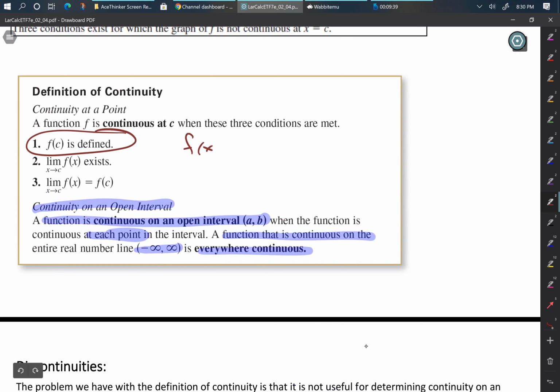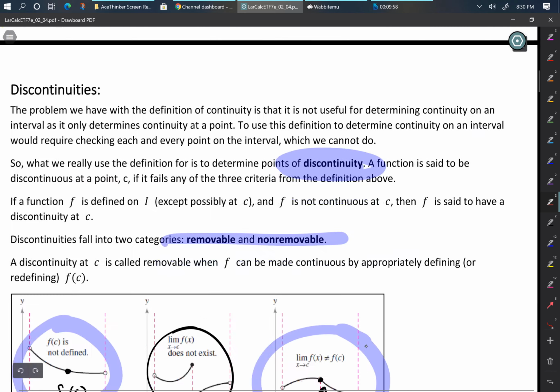F of x equals 1 over x is not defined for x equals 0. And because it's not defined at x equals 0, it is a discontinuous function at 0. Right? All right.